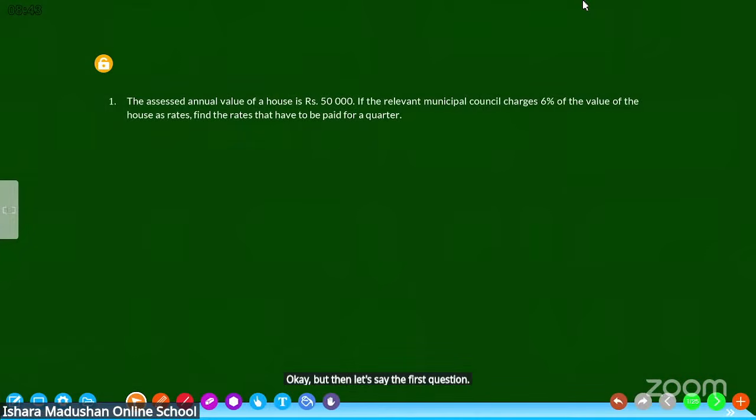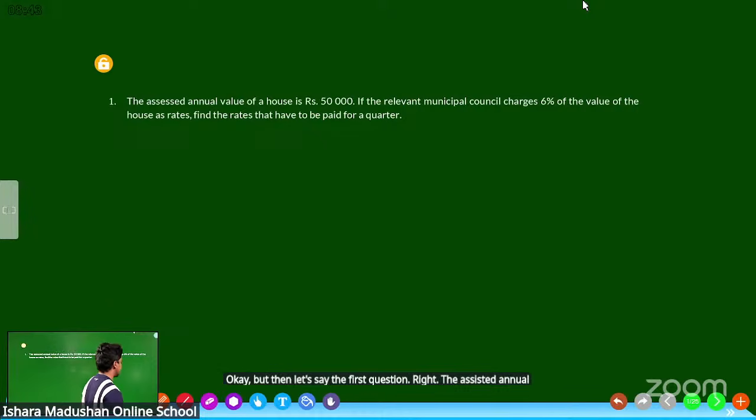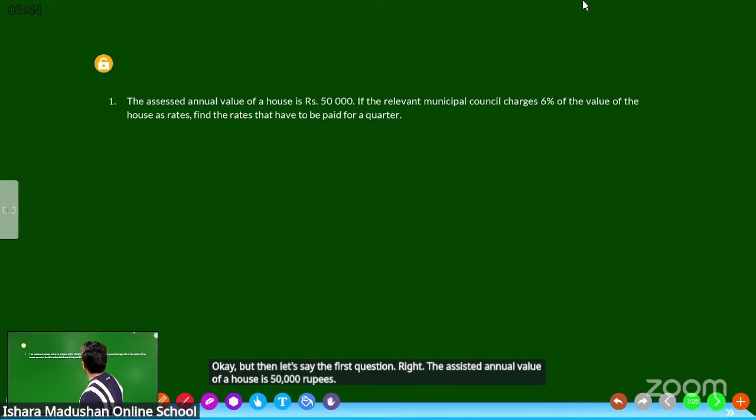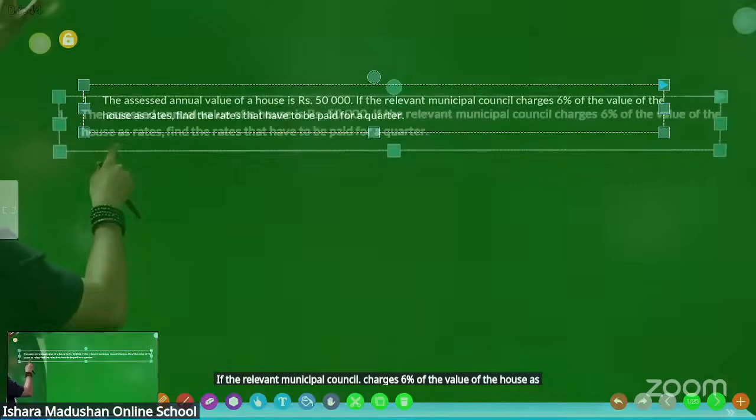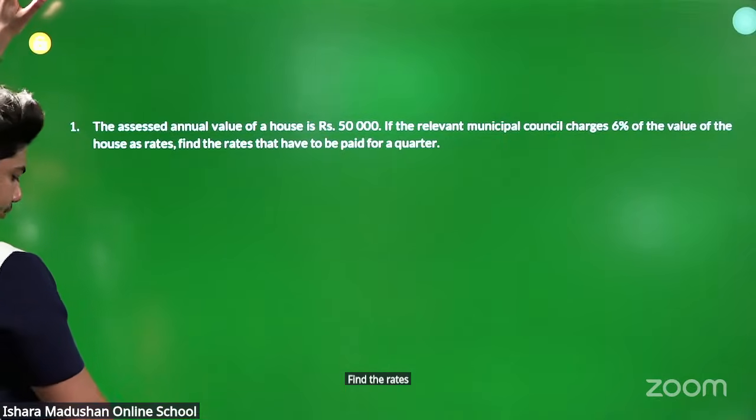The assessed annual value of a house is 50,000 rupees. If the relevant municipal council charges 6% of the value of the house as the rates, find the rates that you have to pay for a quarter.